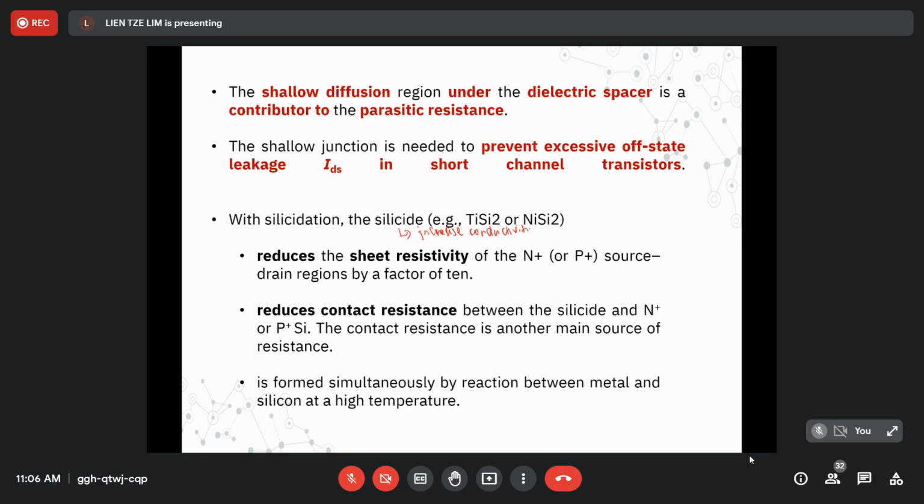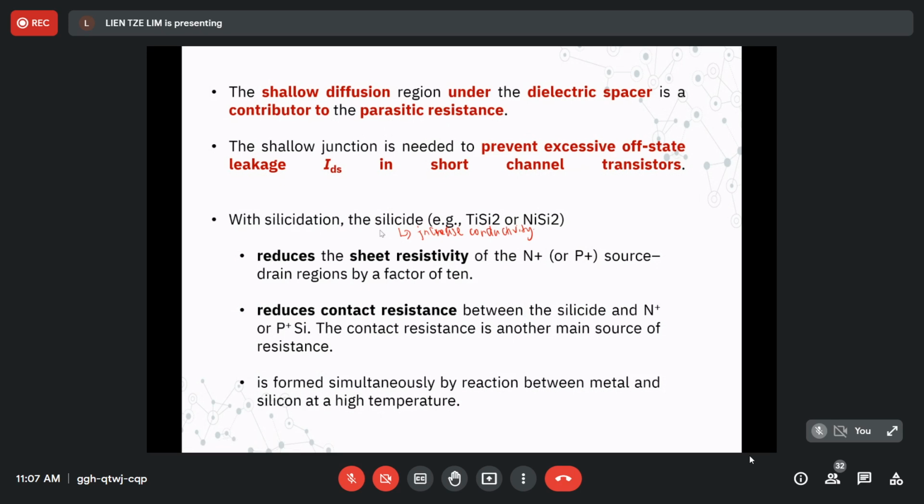When the conductivity increases, it means the resistivity is decreased. If we want to have a better conductivity in the chip or in the transistor, we have to make sure that the resistivity is low and the conductivity is higher. So the silicide here can be used to achieve that.